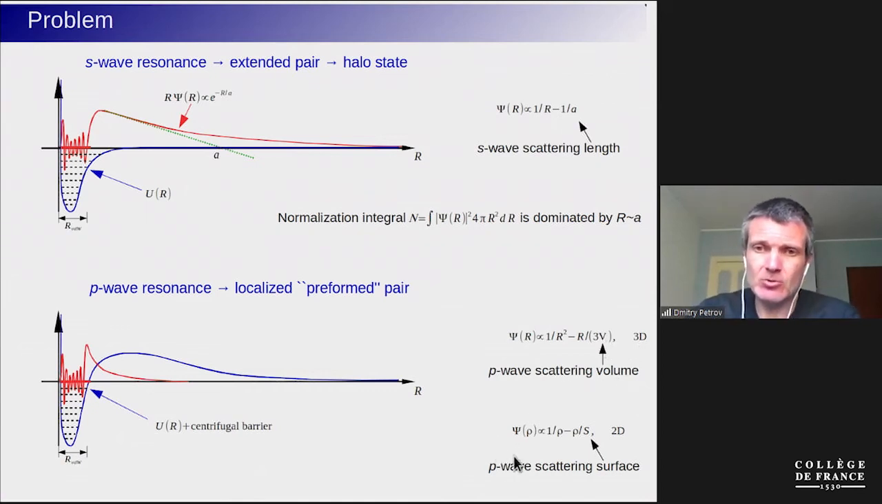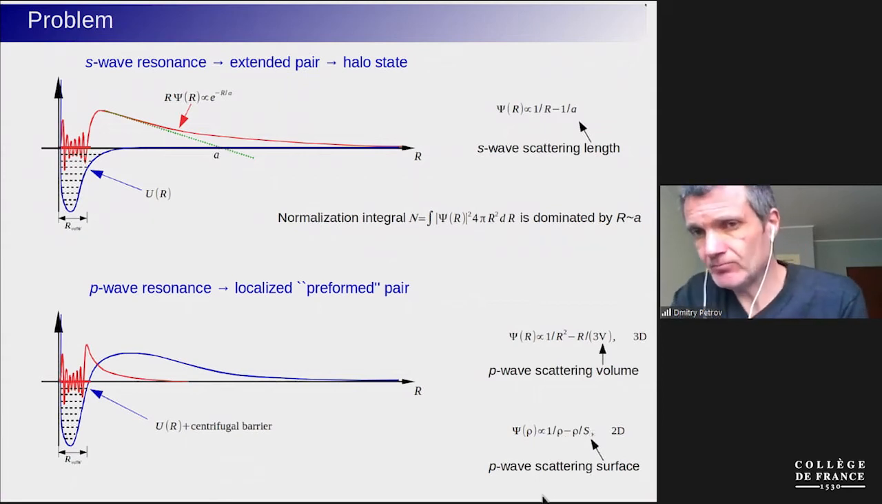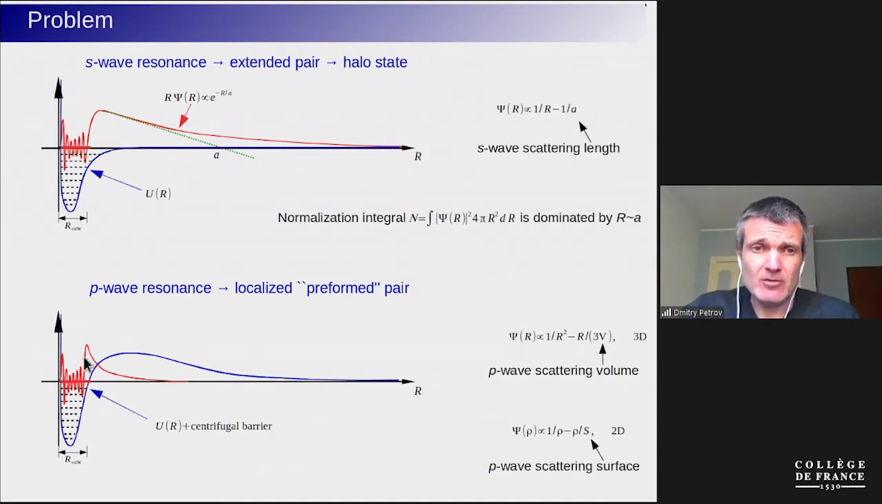And since I'm going to talk about 2D, I'll just show you what happens in 2D. So it's 1 over rho minus rho, and S is the p-wave scattering surface. In all cases, because of the centrifugal barrier, there is not much difference when your energy of the bound state crosses the threshold. Because of the algebraic decay here, the normalization integral converges and particles spend most of the time inside the potential, behind the barrier. The situation is a little bit better in 2D because the normalization integral diverges logarithmically.